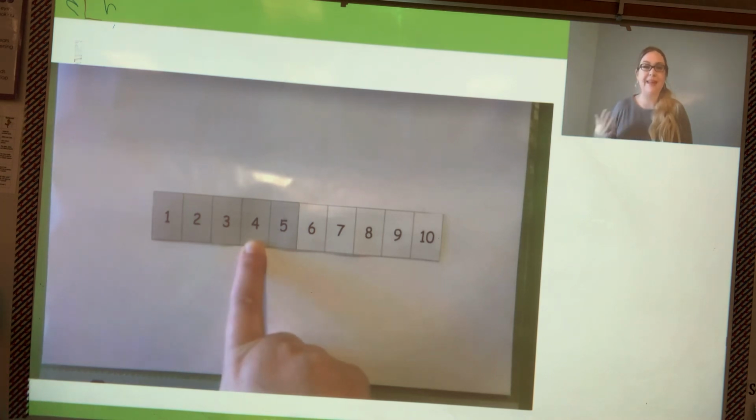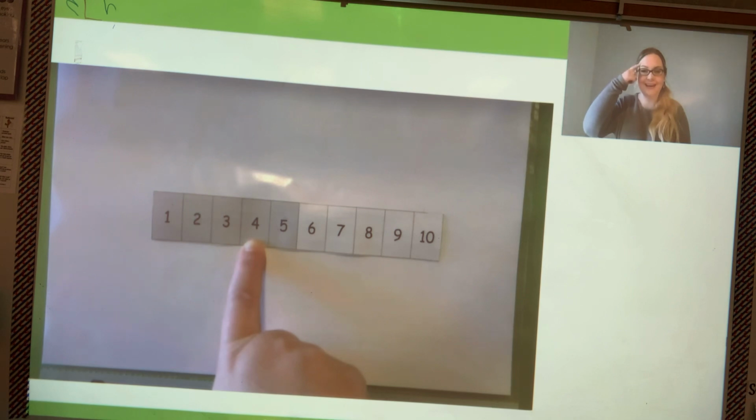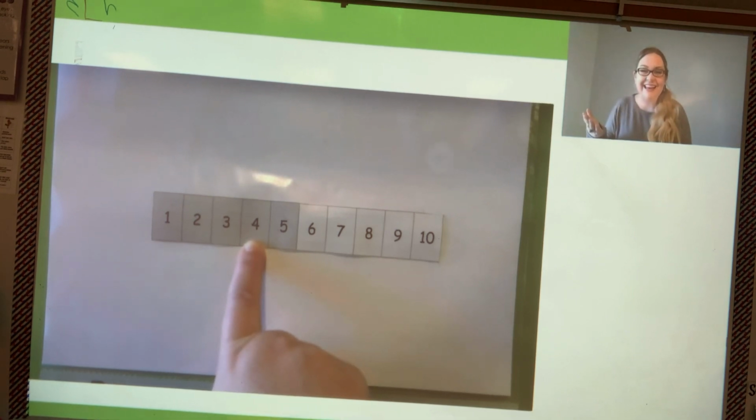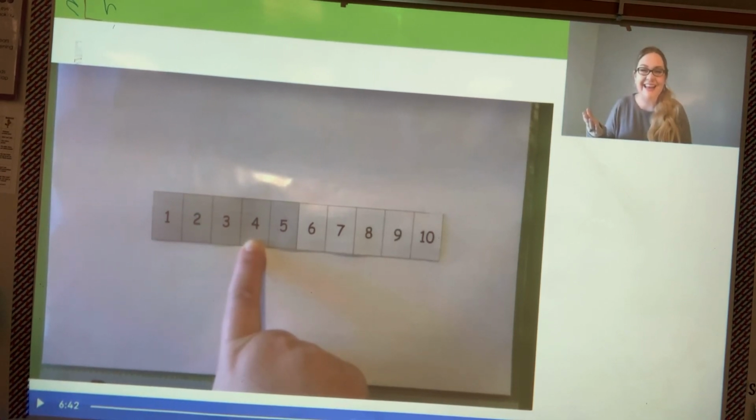Now how many pigeons joined them? Think. Say it. How many pigeons joined them? Who remembers? How many pigeons joined them on the sidewalk? Ryan says 5. Let's see.